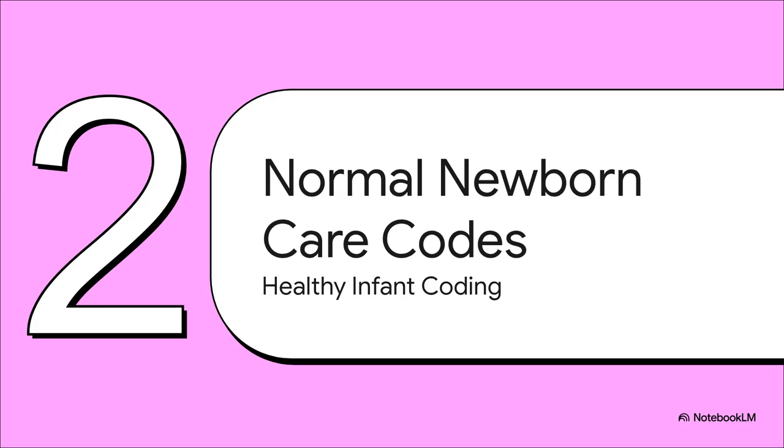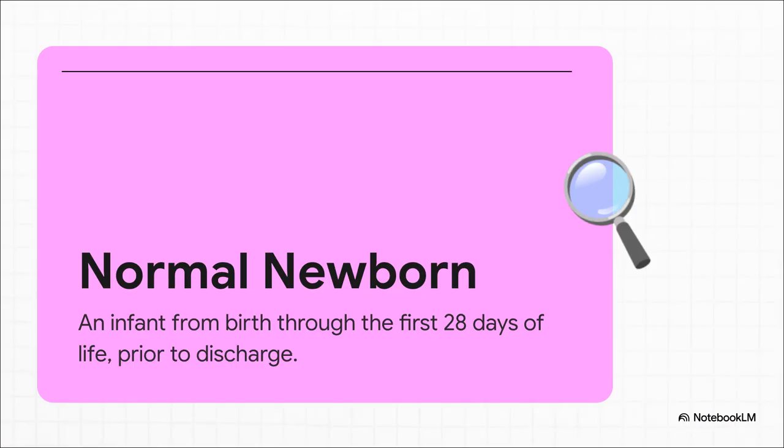Moving right along to Section 2, Normal Newborn Care Codes, focusing on healthy infants. Right. Before we even look at the codes, we have to get our definitions straight. In the medical coding universe, a normal newborn specifically means an infant from the exact moment of birth through their first 28 days of life, right up until they're discharged to go home. You really need to lock that 28-day threshold into your brain. It is a hard, absolute rule in the CPT manual for using this specific set of codes.